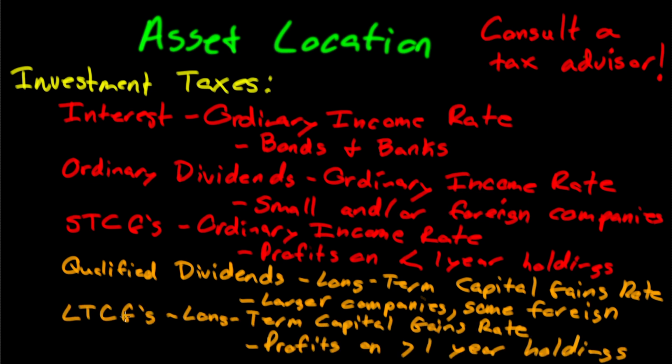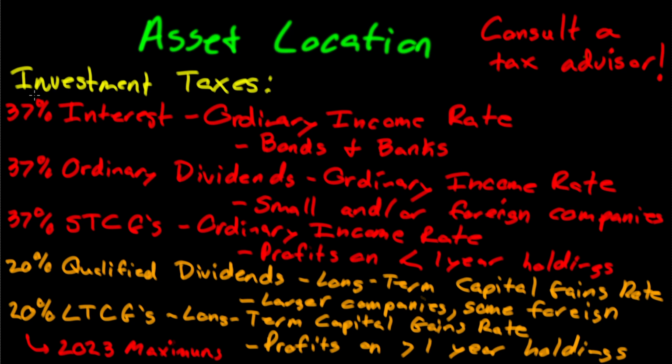And then long-term capital gains. These are profits on investments that have been held for greater than 1 year, and they get taxed at your long-term capital gains rates. And again, just talking about stocks, bonds, mutual funds, ETFs, not talking about other types of investments. So, the highest possible tax bracket on these items right now is 37% federal for ordinary income, and then 20% federal capital gains rates for long-term capital gains.